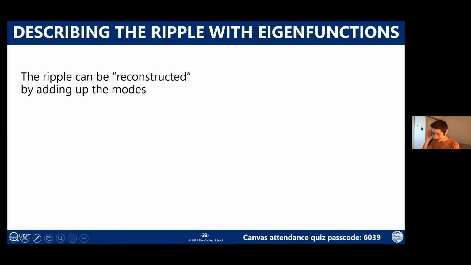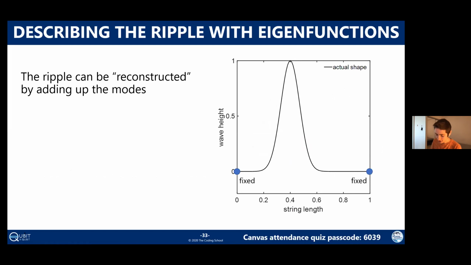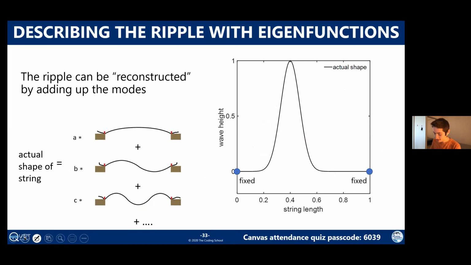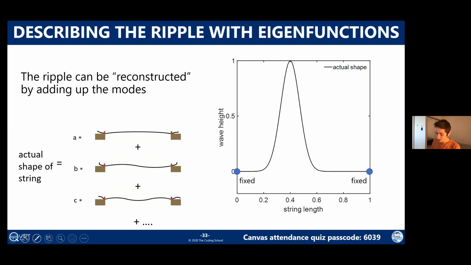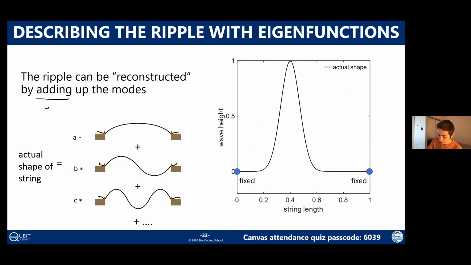Now, this is a mind-blowing fact of mathematics, which I'll try to explain a little bit. If we look at our actual shape here, this shape is a superposition of all of the different modes we saw. You can describe this shape by summing all of these together. Adding up the modes, summing them, linear combination, all of those are the same idea.